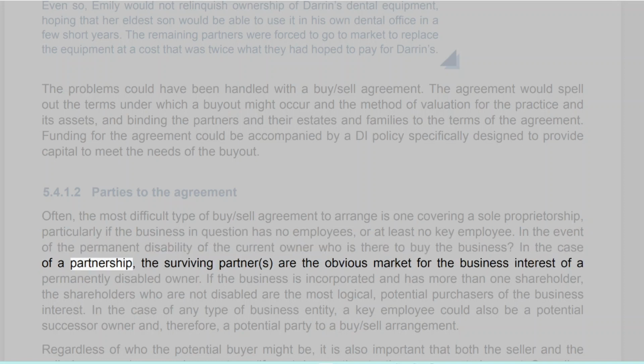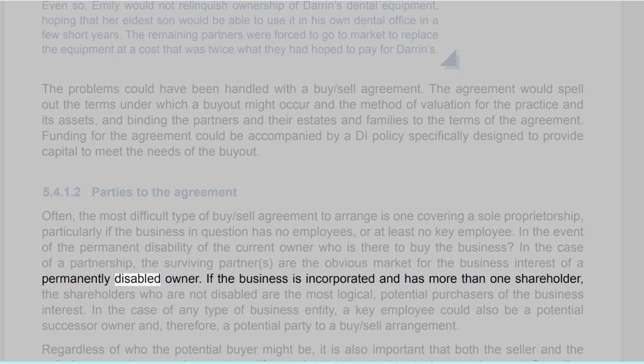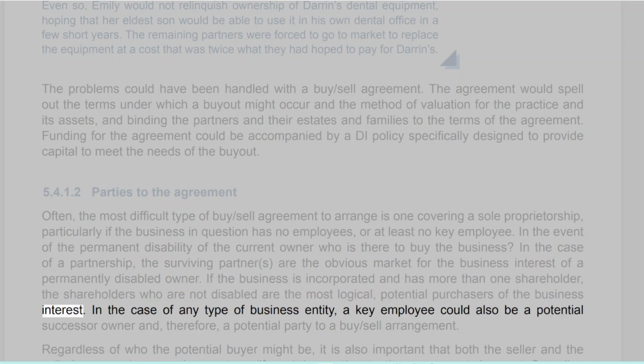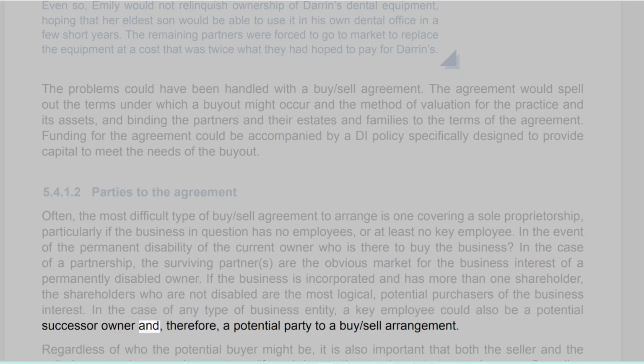In the case of a partnership, the surviving partners are the obvious market for the business interest of a permanently disabled owner. If the business is incorporated and has more than one shareholder, the shareholders who are not disabled are the most logical potential purchasers of the business interest. In the case of any type of business entity, a key employee could also be a potential successor owner and, therefore, a potential party to a buy-sell arrangement.